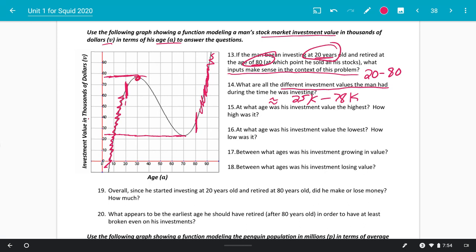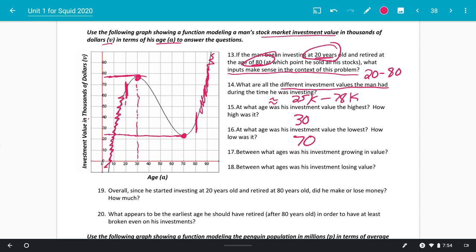Well, here's our relative max or local maximum, and that age was 30. Ugh. He didn't do very good at his investing, did he? At age 30. At what age was his investment the lowest? Well, at age 70, it was about 25,000 at age 70.